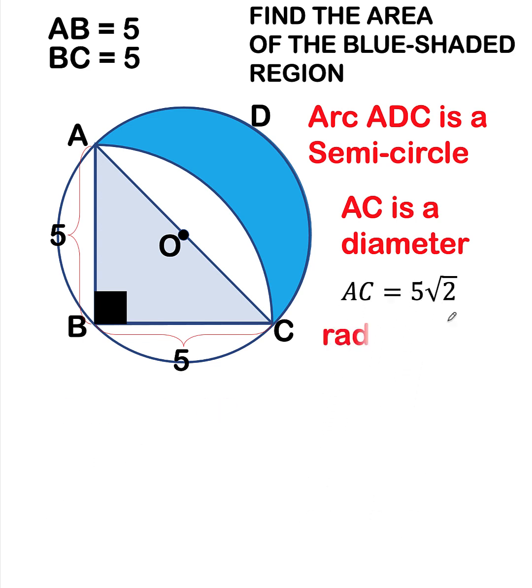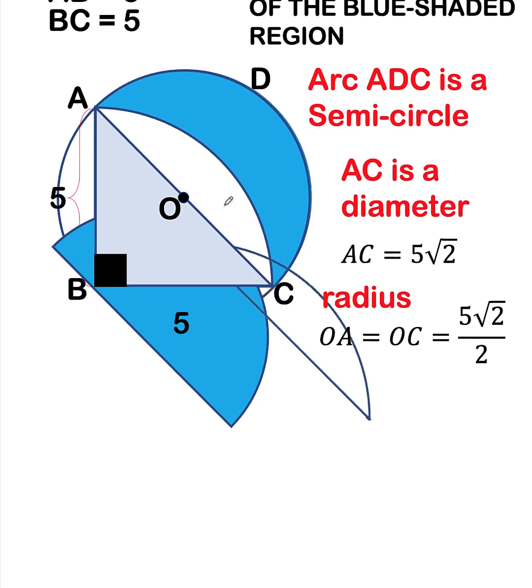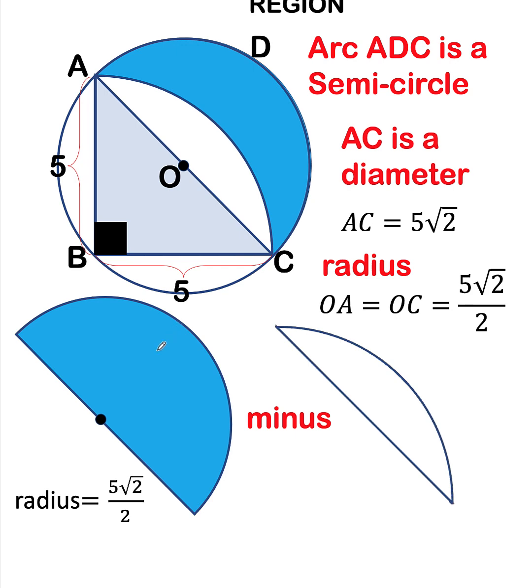1/2 of that is the measure of the radius. So the radius OA, which is equal to the radius OC, is half the measure of the diameter, so that is 5 square root of 2 over 2. Our goal is to find the area of this blue shaded region. Notice that it can be computed if we find the area of the semicircle and subtract the area of this segment of the quarter circle. Therefore, let's detach these two figures, compute their respective areas, and subtract the result. That will give us the area of this blue shaded region.